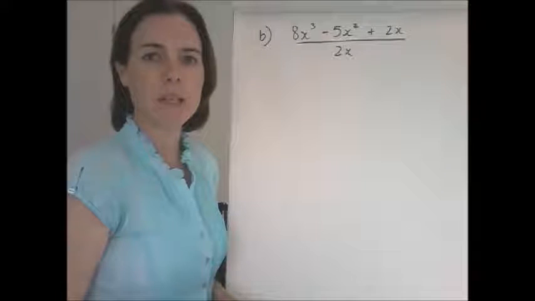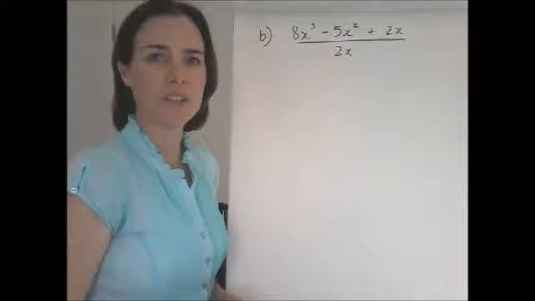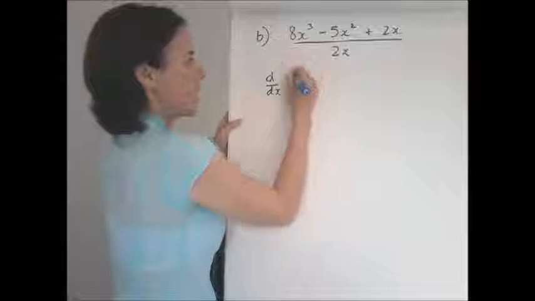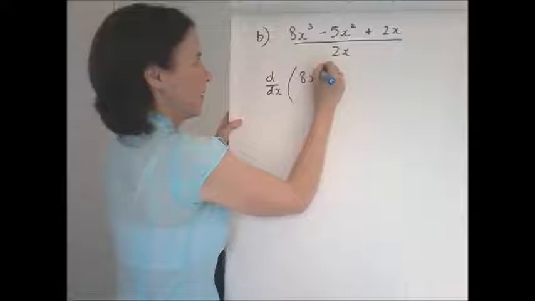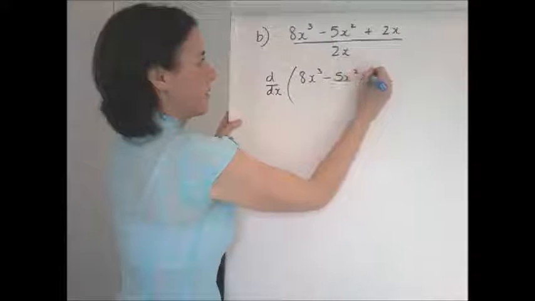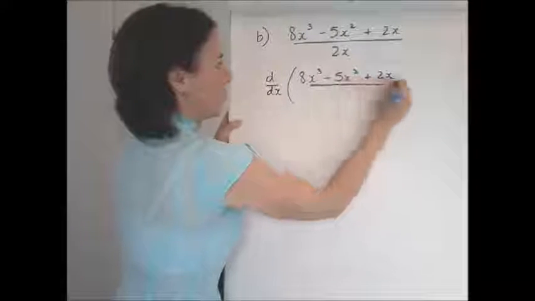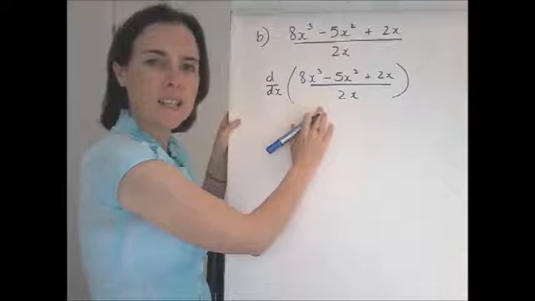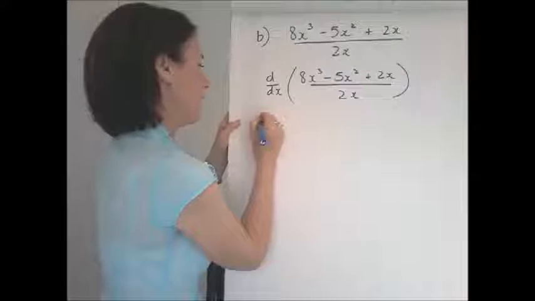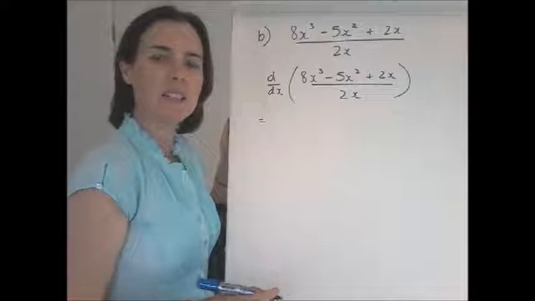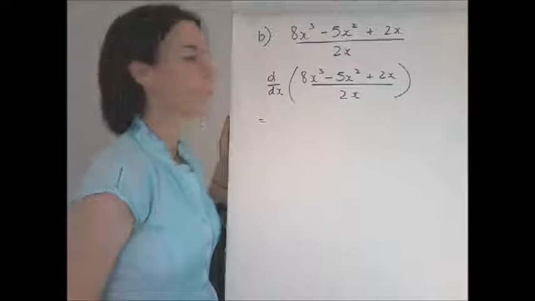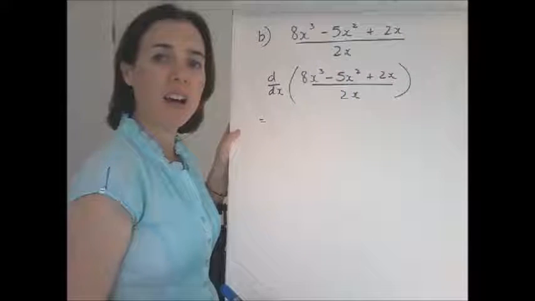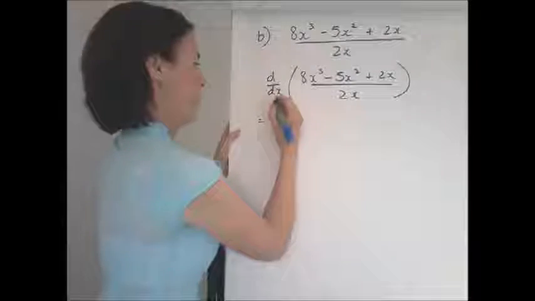And here's question B, a different function which we need to differentiate. So again, I need to use my notation to show what I'm doing. I write the d dx in front because that says that I'm going to differentiate it. Now, how to tackle this when it's in fraction form? Because there's only one term on the bottom, we can divide that into each term in the top.